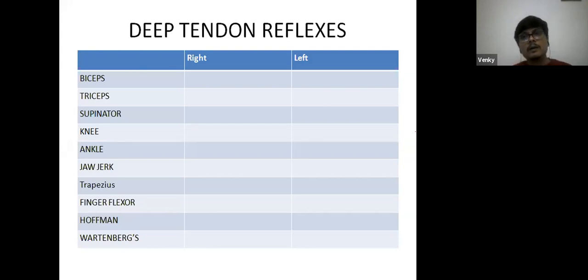Okay, now these are the superficial reflexes you have to demonstrate. Now coming to the deep tendon reflexes. Biceps C5, C6; supinator C5, C6; triceps C7, C8; knee L2, L3, L4; ankle L5, S1; jaw jerk is the mandibular division; trapezius C3; finger flexion C8, T1, mainly T1. Hoffmann is a small muscle, Wartenberg is also a small muscle: C7, C8, T1.